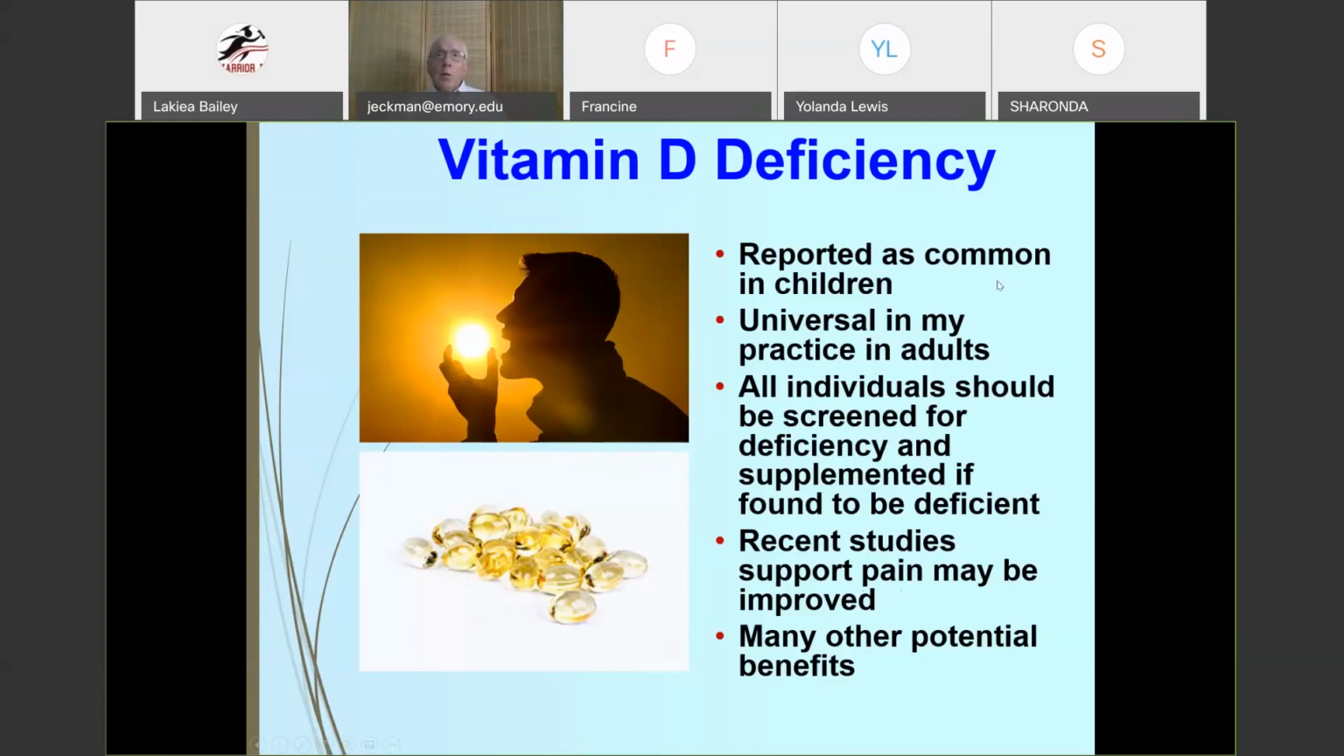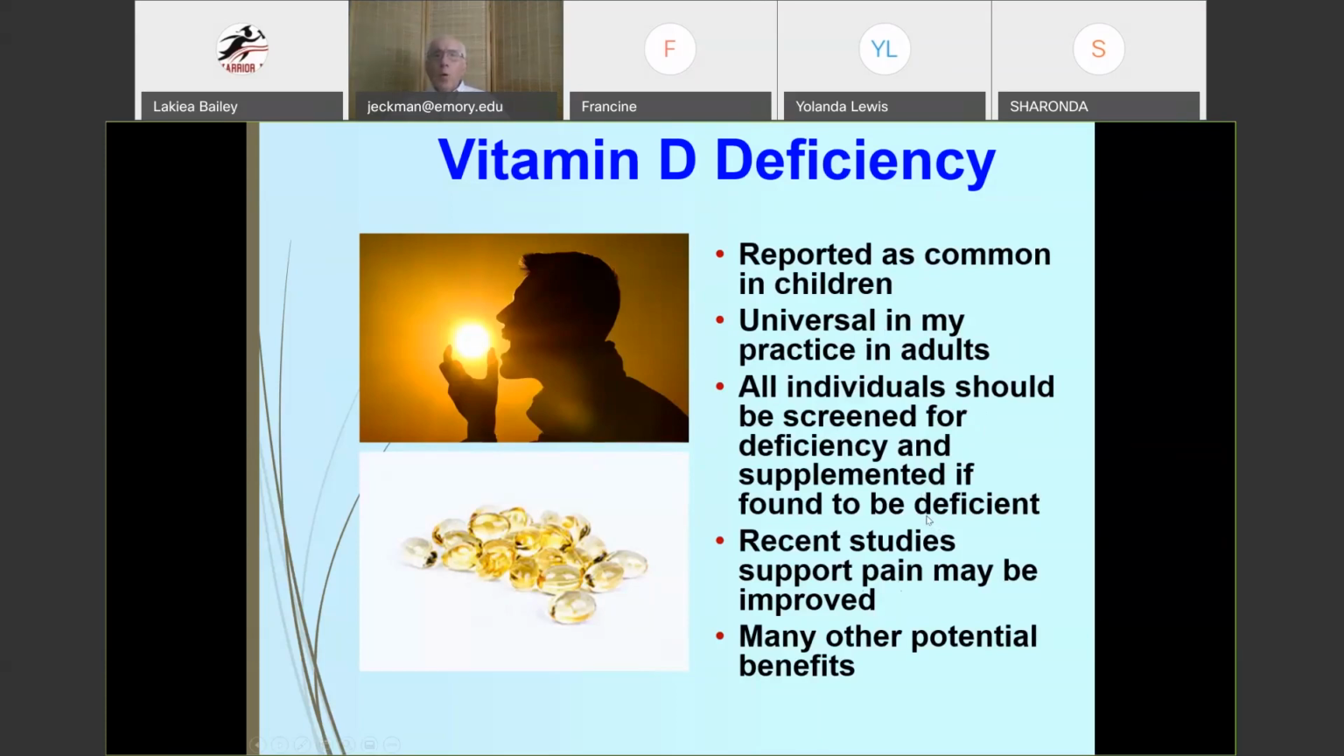And the reports in children are 50 to 90%. In my practice in adults, almost everybody I tested for vitamin D deficiency was deficient, many of them severe, and it was so common that we actually stopped testing the vitamin D level until we've supplemented the individual. So if you have sickle cell disease, you should definitely be screened for vitamin D deficiency, and you should be on supplement if deficiency is found.